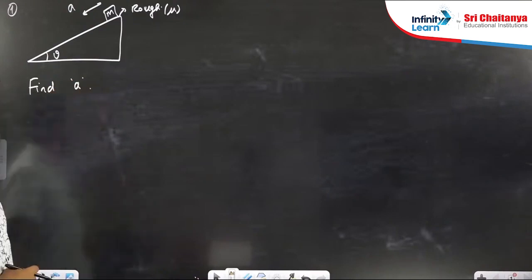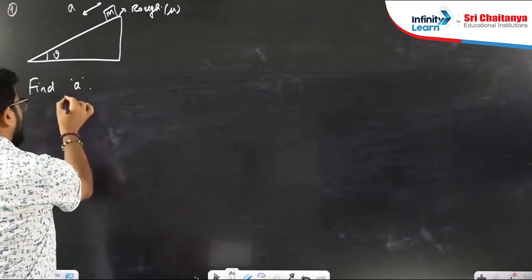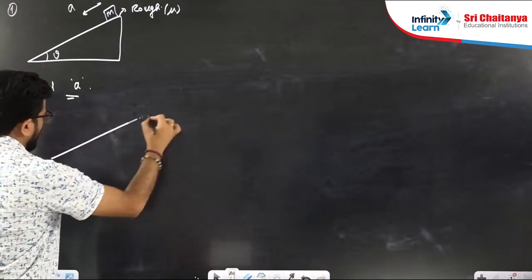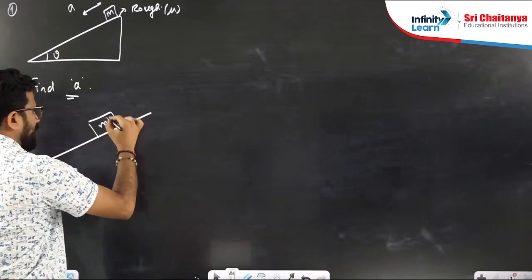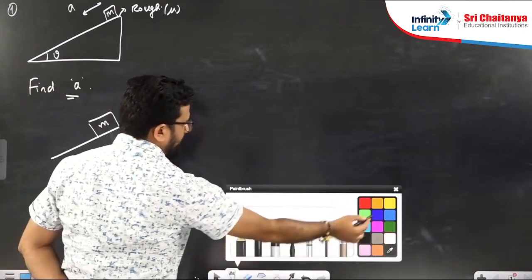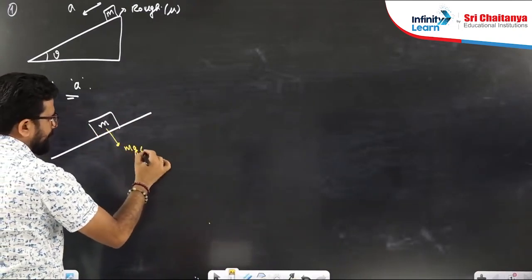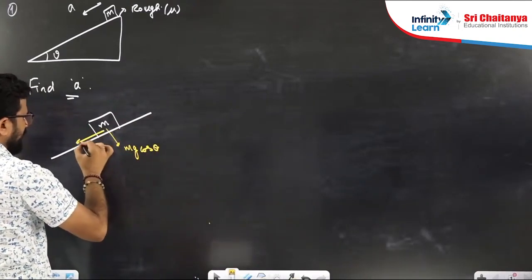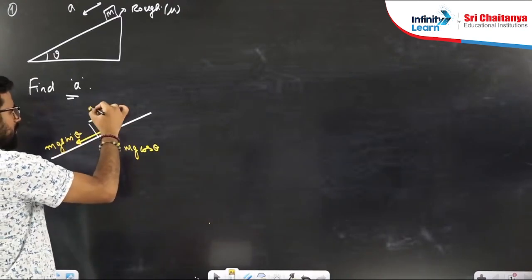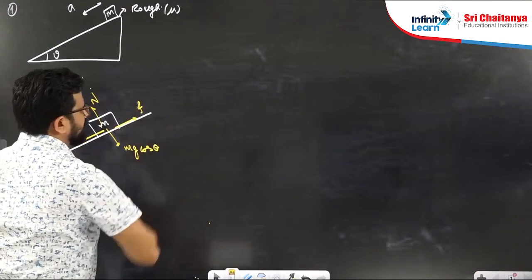This is a very basic question. We want to solve this. Find a, the acceleration of this block. How to solve it? Try to understand. We are putting this block on an inclined plane. So what are the forces acting on it? First we have to consider them, then only we can move ahead. Very simple. One force would be mg cos theta, and in this direction we already know it is mg sin theta. There is one more force, the normal, and in the backward direction there is the friction.